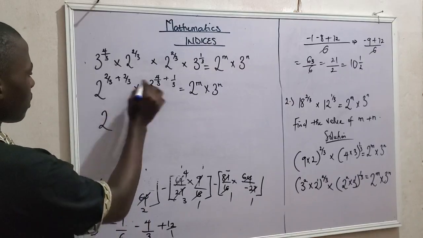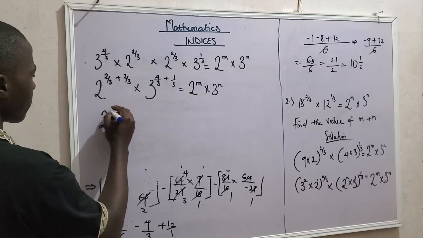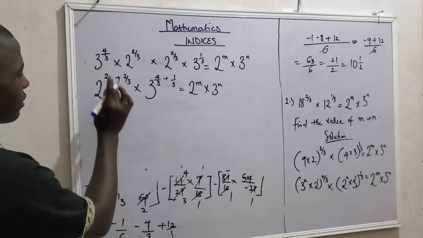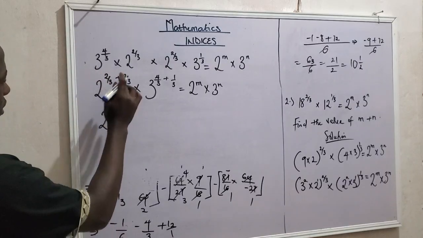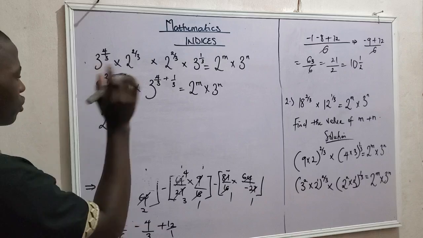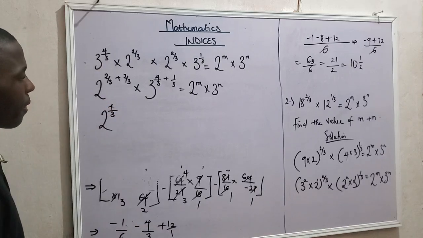So let's work the powers. Our n here is 3. 3 divided by 3 gives us 1, multiplied by 2 gives us 2. 3 divided by 3 gives us 1, multiplied by 2 gives us 2. So 2 plus 2 gives us what? 4.